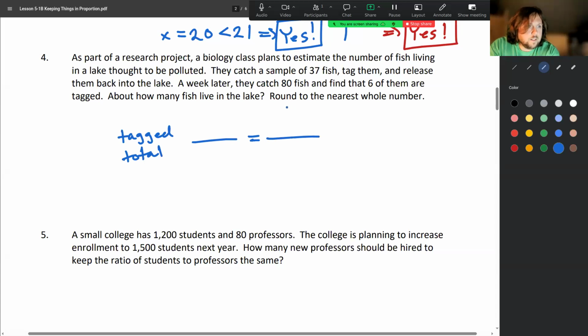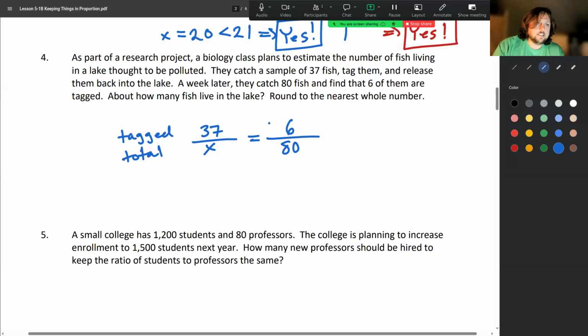So initially, they catch 37 fish, tag them, and toss them back in. So that's 37 fish out of all of the fish in the lake. So that's 37 to the absolute total that we're trying to find in the lake. So now when they catch that random sample of 80 fish, so that's 80 fish total in the sample, six of them are tagged. So that's how we're setting this up.